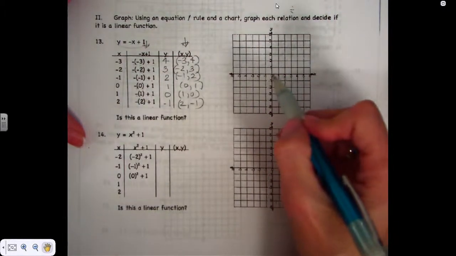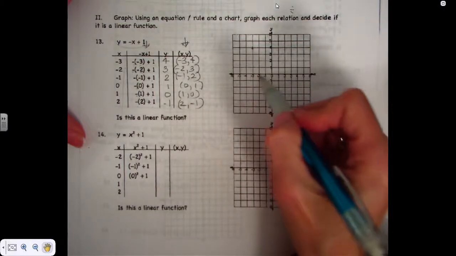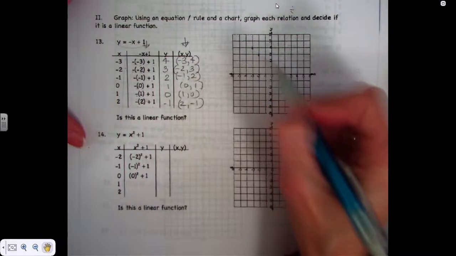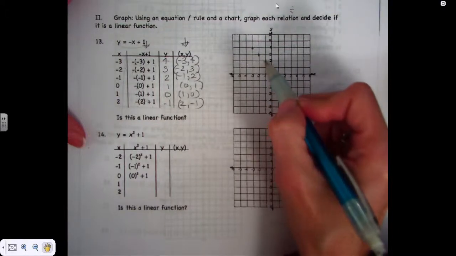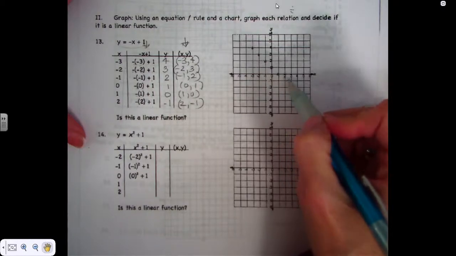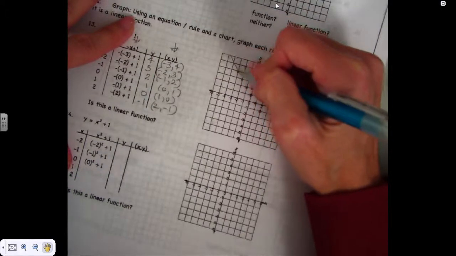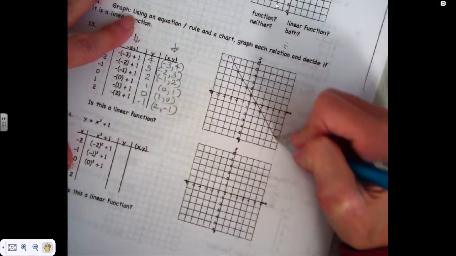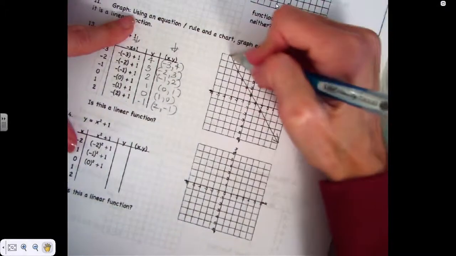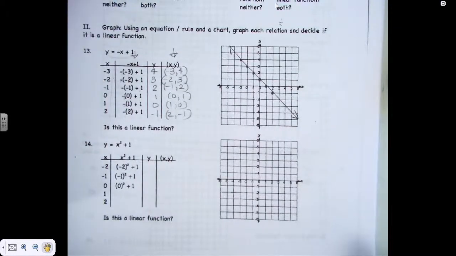So now I have my ordered pairs, and I'm going to go over here and plot them. -3, +4. -2, +3. -1, +2. 0, 1. 1, 0. 2, -1. And now we're going to connect, and you're going to extend it all the way through the graph. I don't have a ruler right here, but I actually did a pretty good job drawing a straight line. You can use your ruler in your agenda or just something straight.